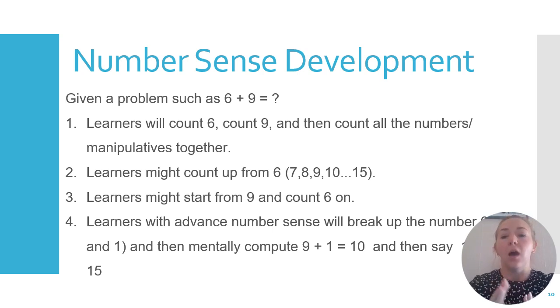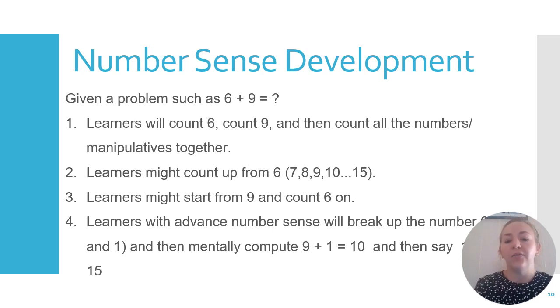Then if a learner has a bit more developed number sense, they will take the 6 counters, they will know it's 6, and then they will just count onwards from 6. So then they will count 9 counters, but they will say 7, 8, 9, 10. So they will have the 2 separate groups, 6 counters, 9 counters, but then they won't start from the beginning of the 6 counters. They will know it's 6 and then just count onwards.